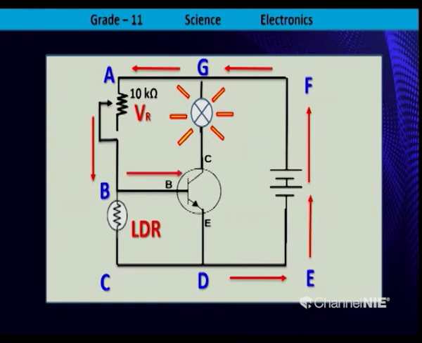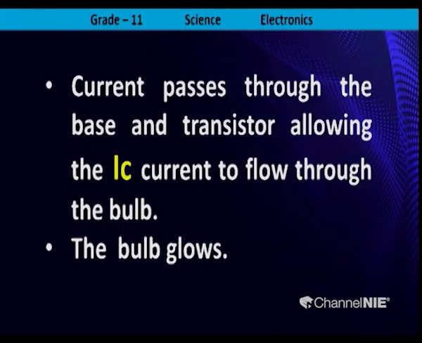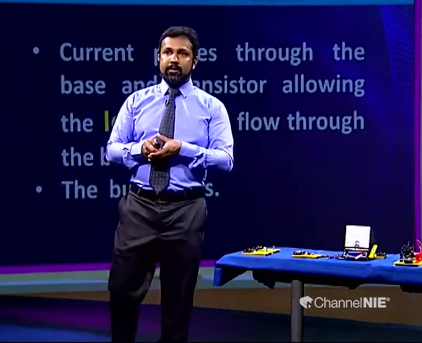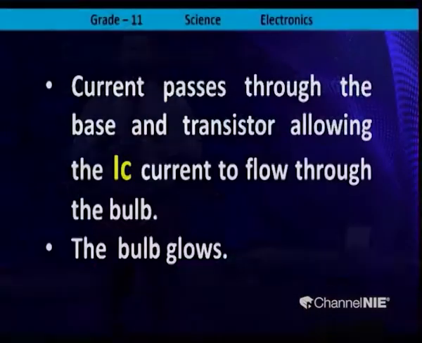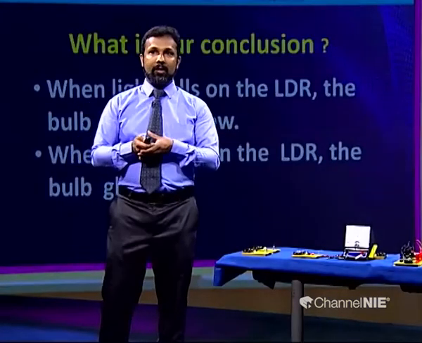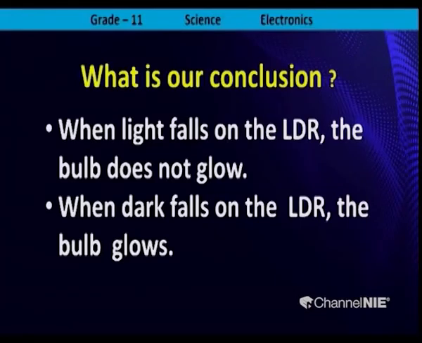Then current passes through the transistor, through the base, and then the emitter to D through the circuit. As a result, the IC current or collector current passes, and the bulb glows. Right. Current passes through the base and transistor, allowing the IC current to flow through the bulb. The bulb glows. We learned that. Before moving to the conclusion, let's do the activity.